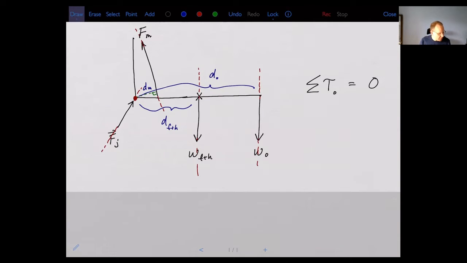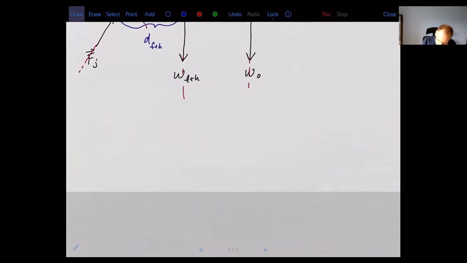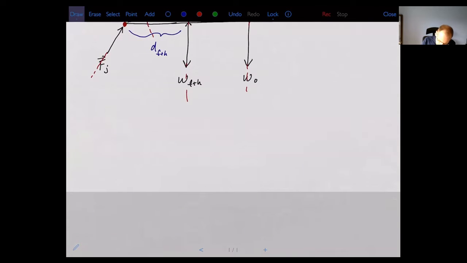Okay, now that I have all my forces and I have the moment arms, I can compute the sum of the torques about the elbow joint. So let's do that next. We know that the sum of the torques about the elbow joint has to equal 0.